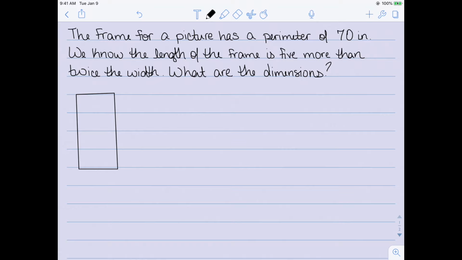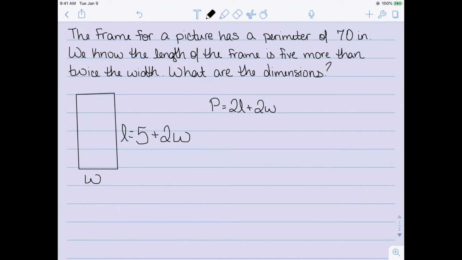We need to know two things, the length and the width. I'm going to call the width W, and the length L. What I know is that the length of the frame is 5 more than twice the width. So the length is 5, more than means plus, twice means times 2, the width. I also know the perimeter is 70 inches, so I'm going to be using the formula for perimeter. The formula for perimeter of a rectangle says 2 times the length plus 2 times the width.